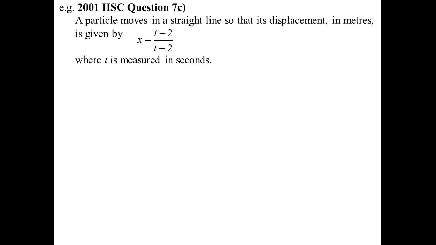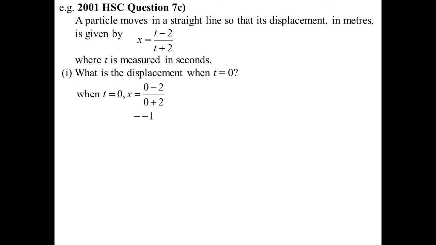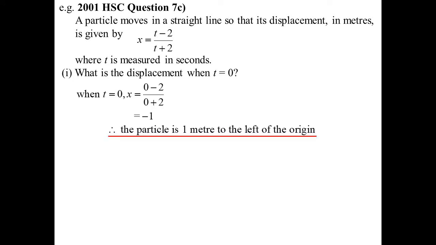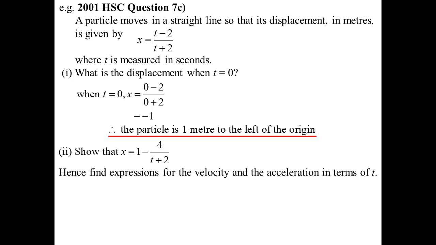All right, HSC one. Oh, that's an interesting function. What's the displacement when t equals 0? So it starts off quite a simple little question. We just got to sub in t equals 0. We get -1. Show that. Remember, this is coming from a tune-up paper, by the way, so they're being very generous here. Show that x equals 1 minus 4 on t plus 2.